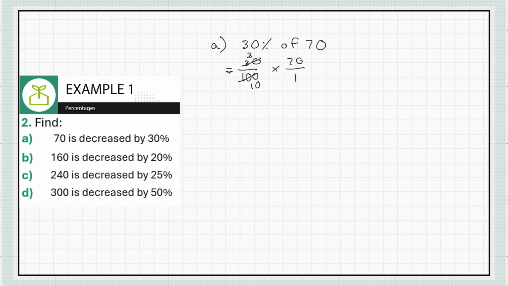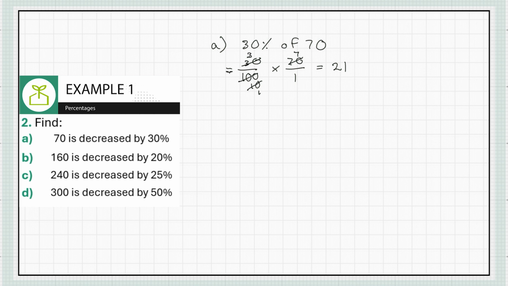There's no more common factors between them, but I can look diagonally between the 10 and the 70. So I can cancel this by dividing it by 10, I get 1. Dividing this by 10, I get 7. So our answer is going to be 3 over 1 times 7 over 1, which is just going to be 3 times 7, which is equal to 21. So 30% of 70 is equal to 21.